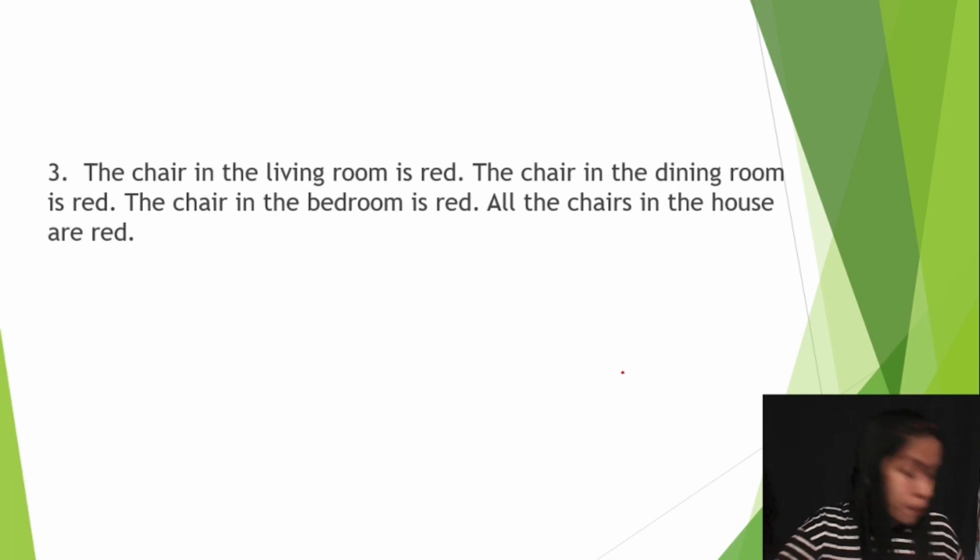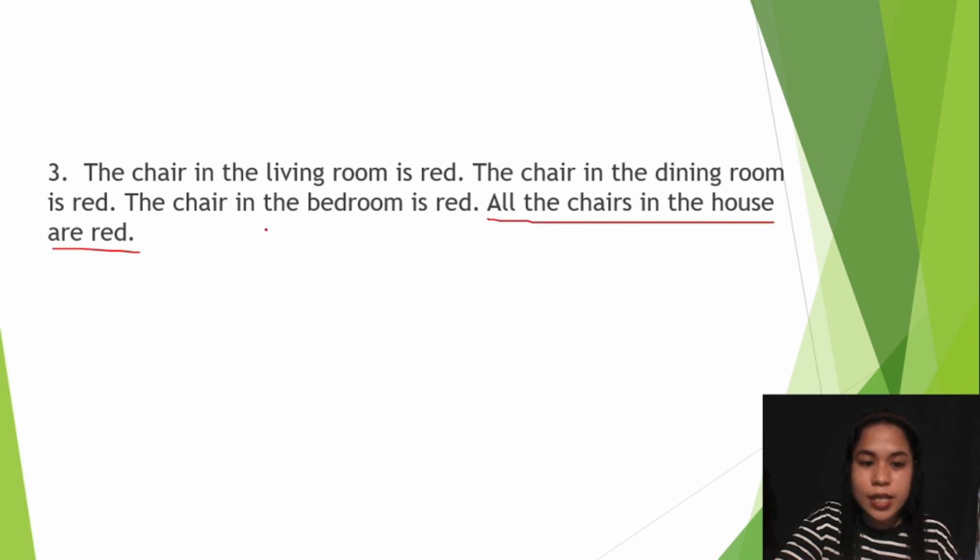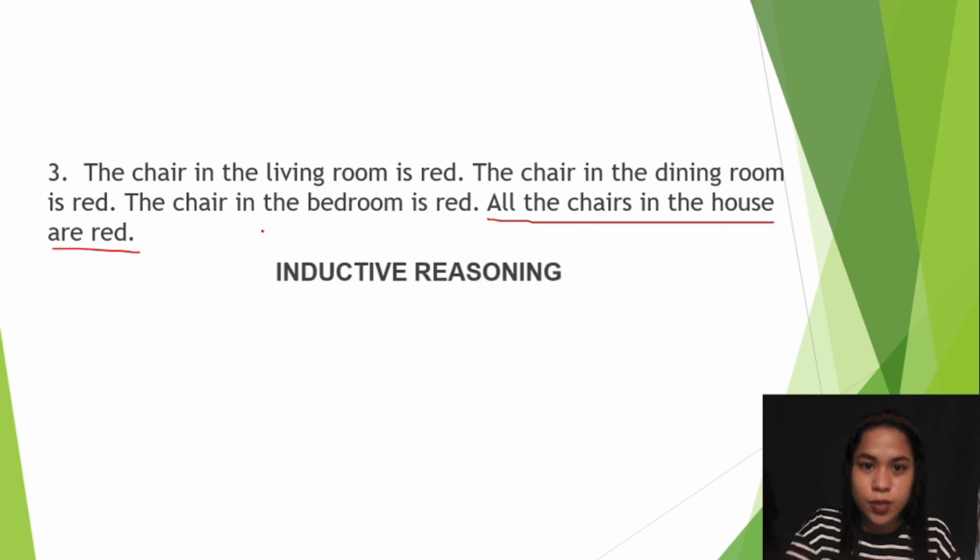Another example, the chair in the living room is red. The chair in the dining room is red. The chair in the bedroom is red. All the chairs in the house are red. So, nasa huli yung general conclusions natin, nagbigay muna ng different examples na yung chair daw is red, chair sa dining room is also red, chair sa bedroom is also red, therefore, lahat ng chairs in the house are red. So, what is this? An inductive or deductive reasoning? Okay, so this is an inductive reasoning.